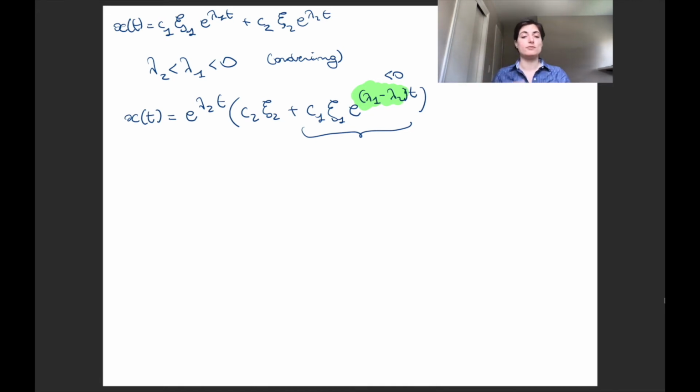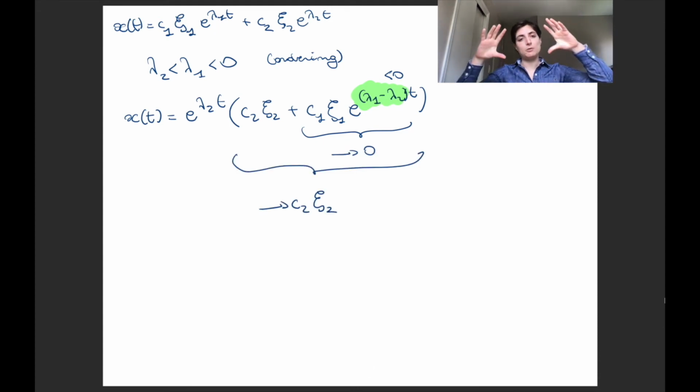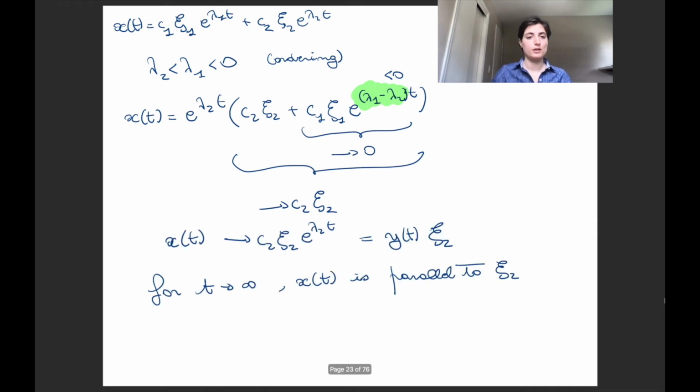So the exponential of something negative times time. That means that that element is tending to 0 over time. That means that our parenthesis for t tending to infinity tends to c2 xi2. So for t tending to infinity, x tends to c2 xi2 times exponential of lambda 2 t. So we have something that depends on time, c2 exponential of lambda 2 t times xi2. So for t tending to infinity, x(t) is parallel to xi2.